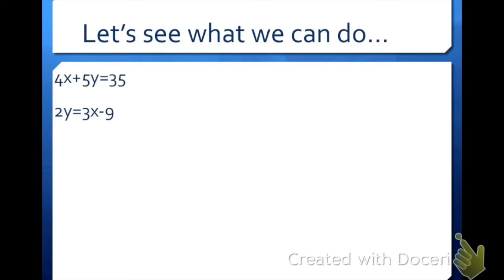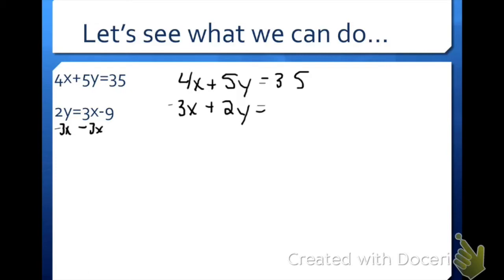So I have 4x plus 5y equals 35, 2y equals 3x minus 9. Just like before, the first thing we have to do is line up our variables. So we would line up our x's. So we have 4x plus 5y equals 35. If I'm moving my x to the other side, I would subtract 3x from both sides. So I would get negative 3x plus 2y equals negative 9. Now looking here, I can choose either my y's or my x's to eliminate. I'm going to eliminate my x's, so I'll multiply this times 3 and this one times 4.